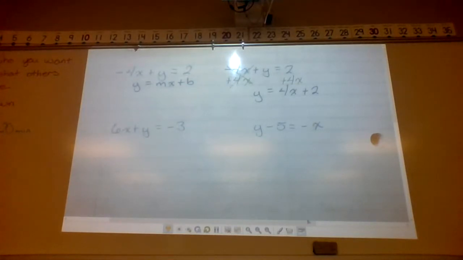No x. You're doing too much. Is the y by itself? The y is completely by itself? No. Not quite. You can combine this 5 and this x? One has a variable, one does not. Guys, can you combine them if one has a variable and one does not? No.